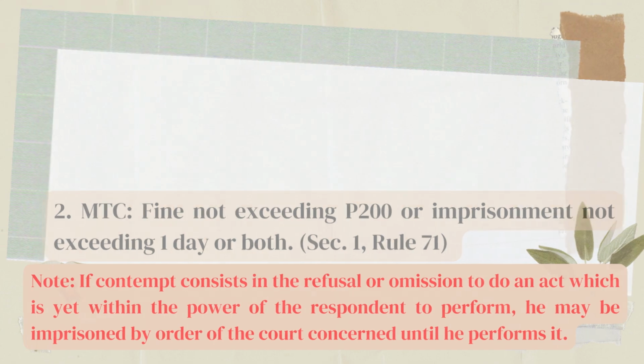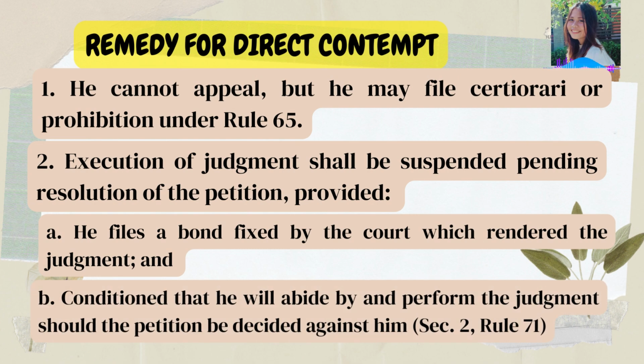The remedy for direct contempt is provided in Section 2, Rule 71. First, he cannot appeal, but he may file certiorari or prohibition under Rule 65. And second, execution of judgment shall be suspended pending resolution of the petition, provided that the two requisites shall be complied with. The first one is he files a bond fixed by the court which rendered the judgment, and conditioned that he will abide and perform the judgment should the petition be decided against him.